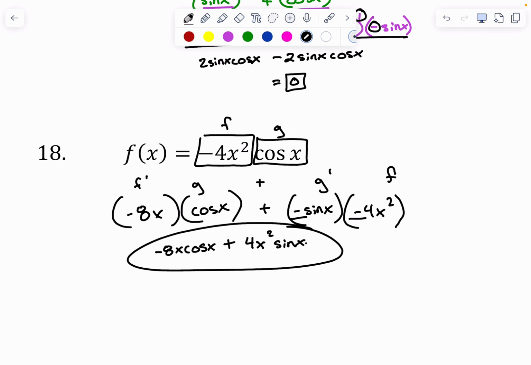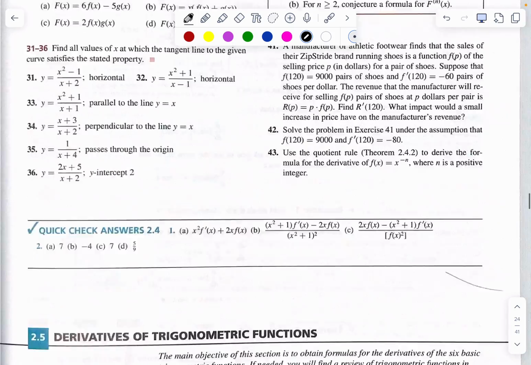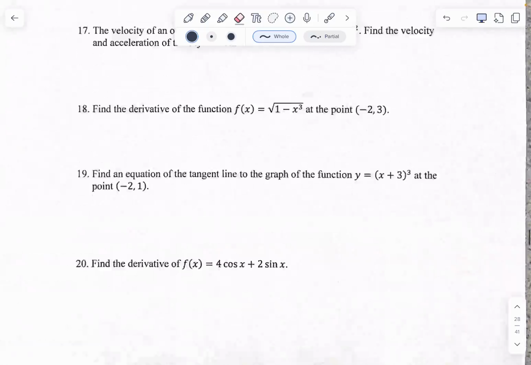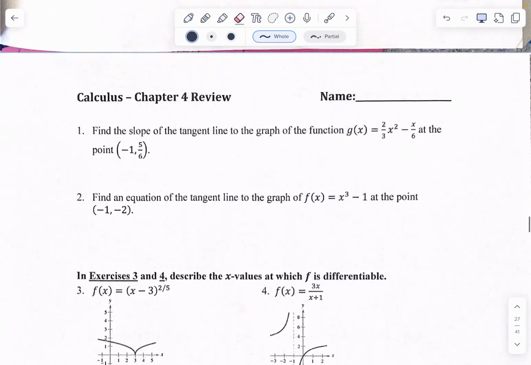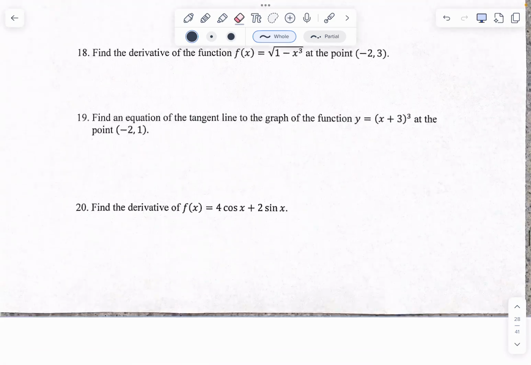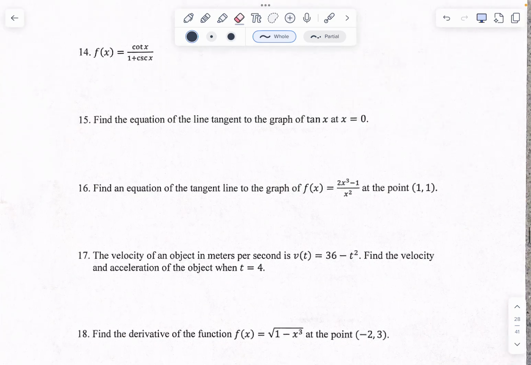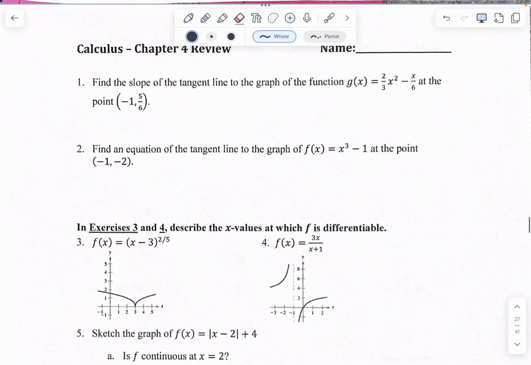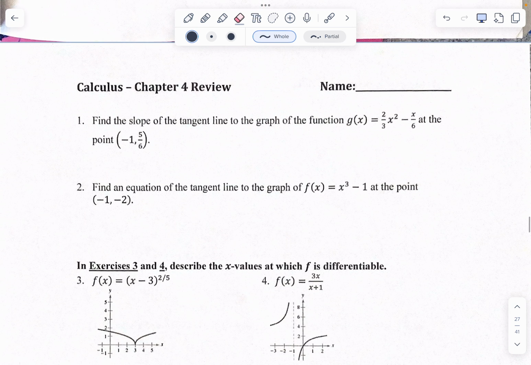Is that the last one? No. That's the last one. Okay, we're going to do a little bit. Do you guys have a chapter review? No. It's kind of hefty. This was the review. We're going to start this next thing. Just one page.